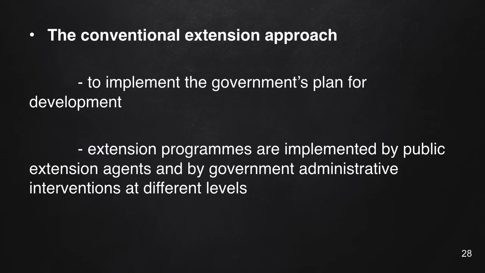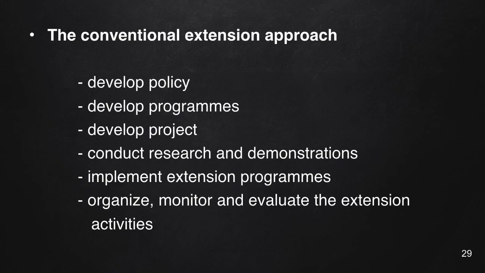The conventional extension approach's objective is to implement the government's plan for development. Under this approach, extension programs are implemented by public extension agents and by government administrative interventions at different levels. This approach is the dominant form of extension and is still functioning well for some sectors. The steps of this approach are as follows. One, develop policy. Two, develop programs. Third, develop projects and also conduct research and demonstrations, implement extension programs, and the last is to organize, monitor, and evaluate the extension activities.